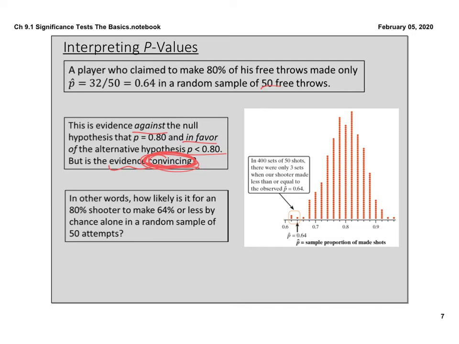So if we repeat 50 shots 400 times, how many times did we get 0.64 or less? Down here, they got it 3 times. So is that convincing enough? Is that unlikely enough for us to say, if this was truly the mean proportion, then we should not have gotten this sample statistic? So then that tells me that the mean is inaccurate. So that's what a significance test is going to do. We're going to look at how unlikely it is for us to get the sample that we did. If it's really unlikely, then that suggests that our original hypothesis, our null hypothesis, may be wrong.